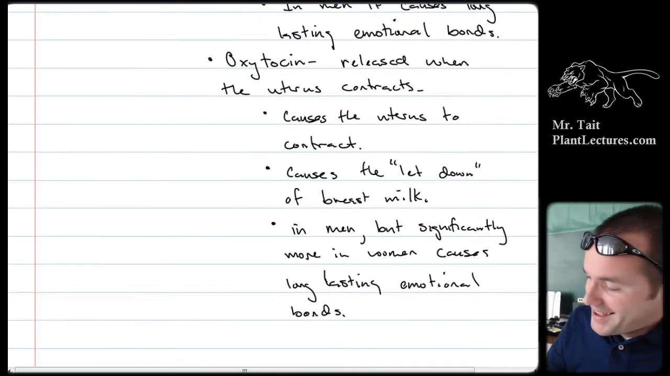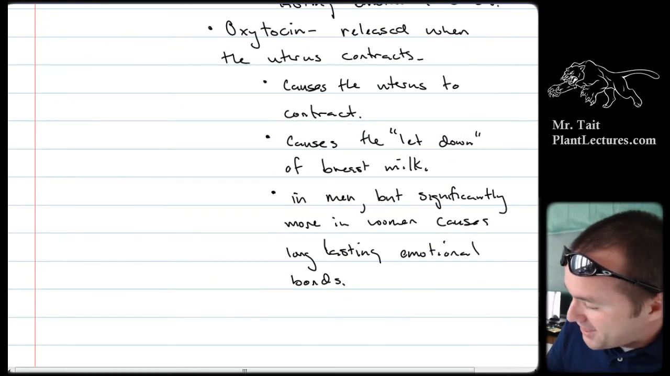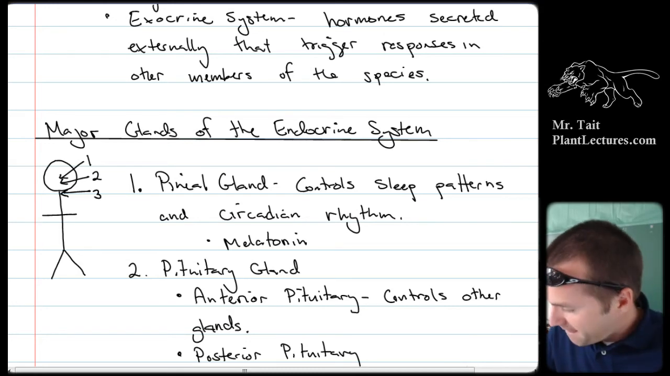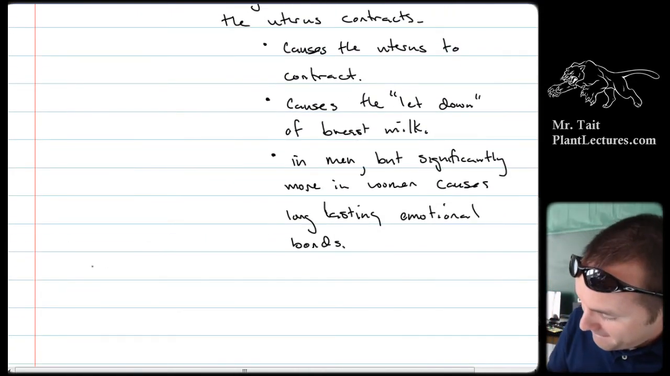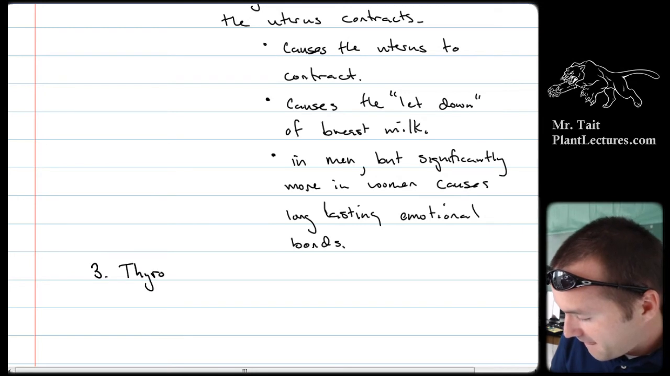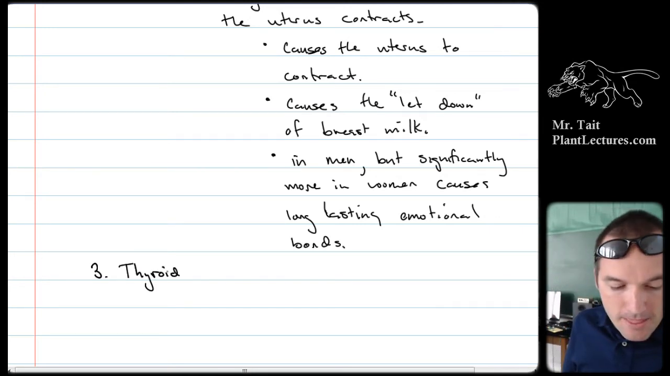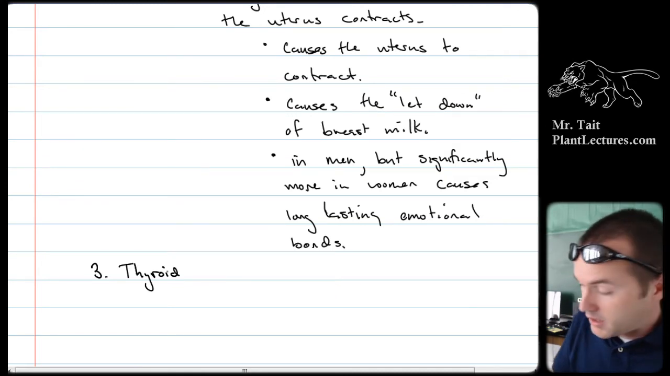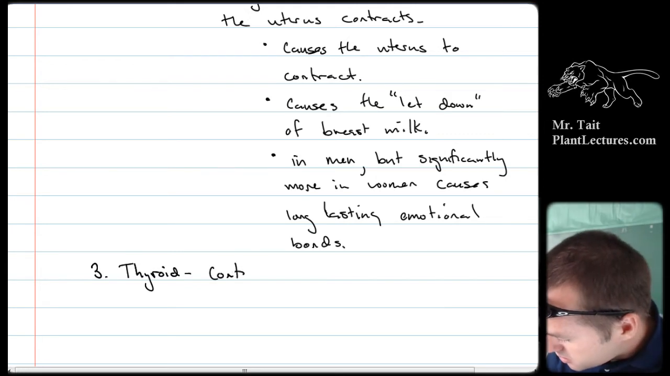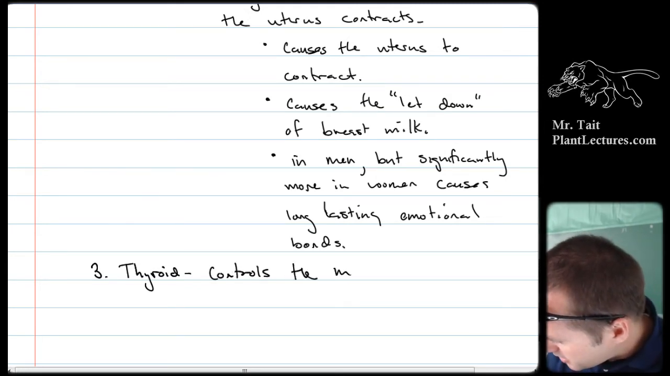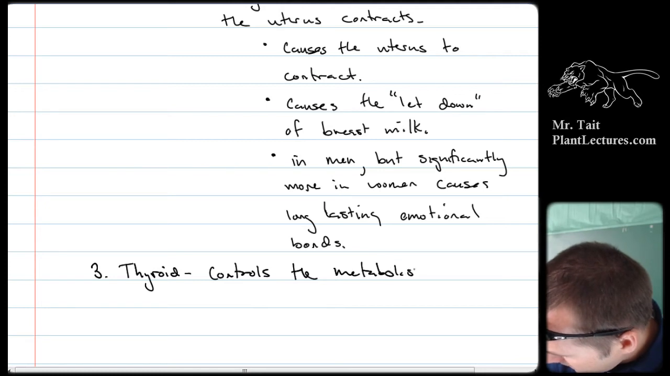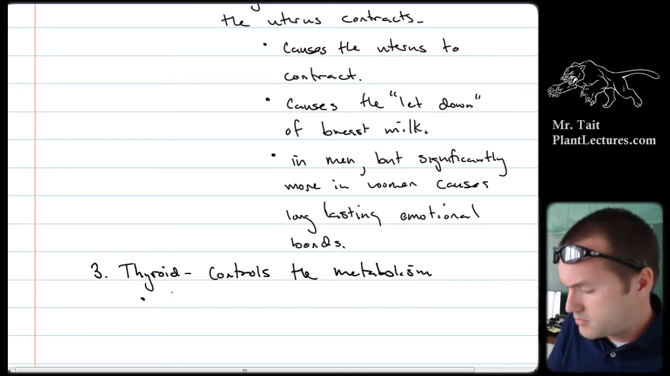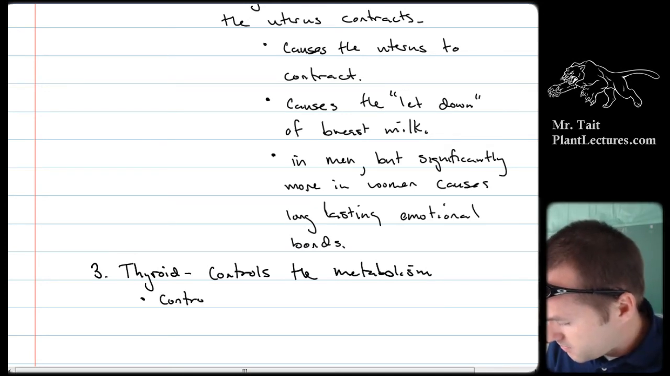All right. So thyroid is next. The thyroid's in your neck, so that's this part right here, I guess. The thyroid gland is going to control your metabolism, right? So it controls the metabolism. And the metabolism ultimately is going to give you your energy level. So it controls energy level.